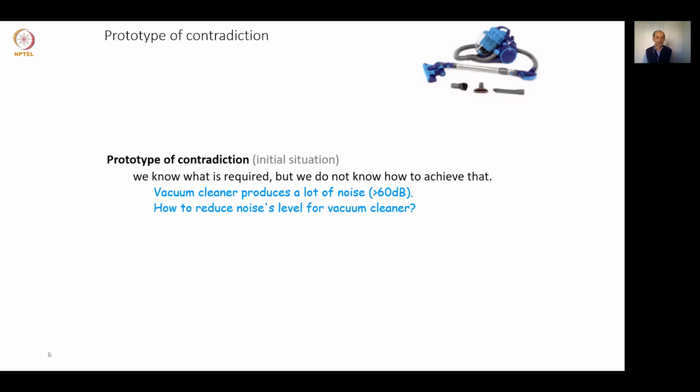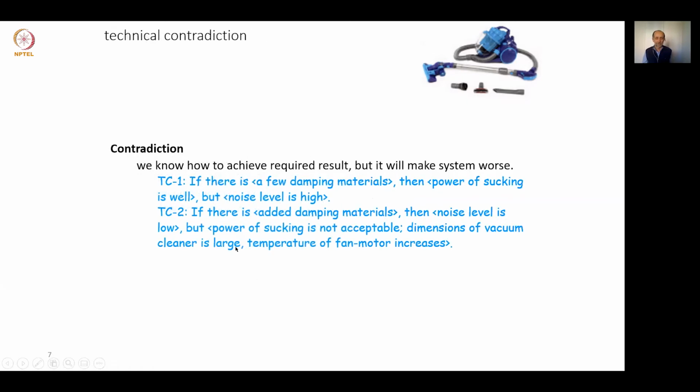So in this situation, we know how to achieve the required result, but it will make the system worse. This is exactly what we name the technical contradiction. If there are few damping materials, the power of sucking is good, but the noise level is high. Okay, we know how to reduce noise, but it makes our system worse.